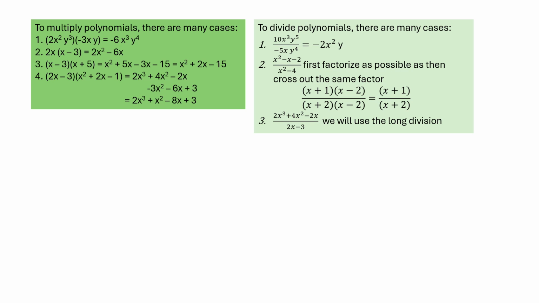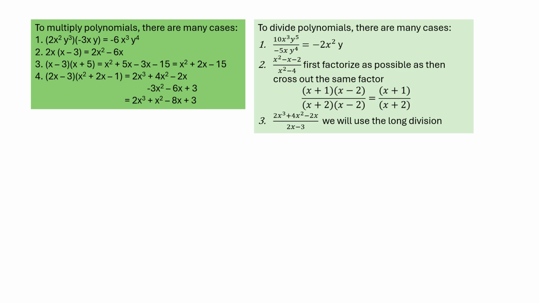To divide polynomials, there are many cases also. Term divided by term, as we did in multiplication. So if you look at question number 1, 10x cubed y to the power 5 over negative 5x y to the power 4. So 10 divided by negative 5 is negative 2. Subtract the power with respect to x, so x squared. Subtract the power of y, so it will be y.